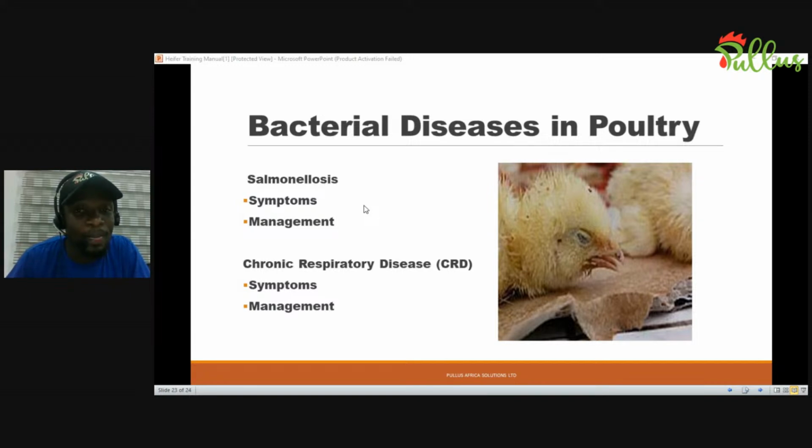You also see reduction in water intake. You also see depression as well. Sometimes it also comes with ruffled feathers as well. So you can also treat that with an antibiotic treatment, and definitely you're going to see a very good result.